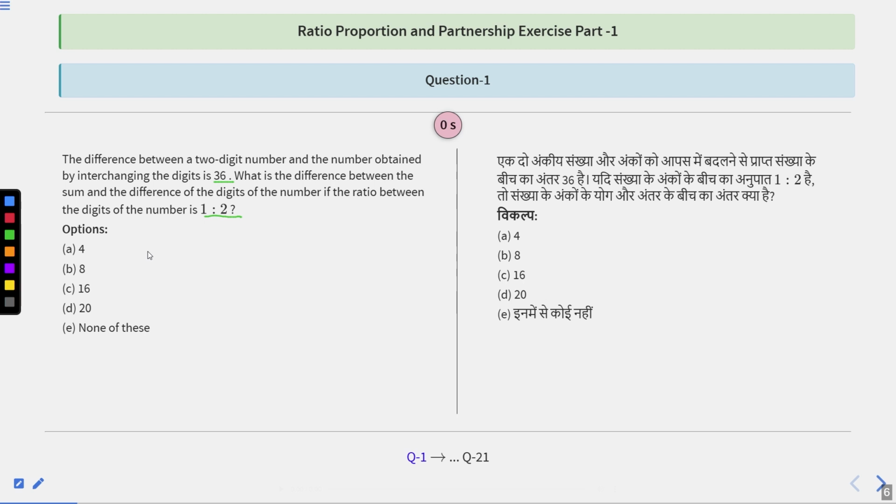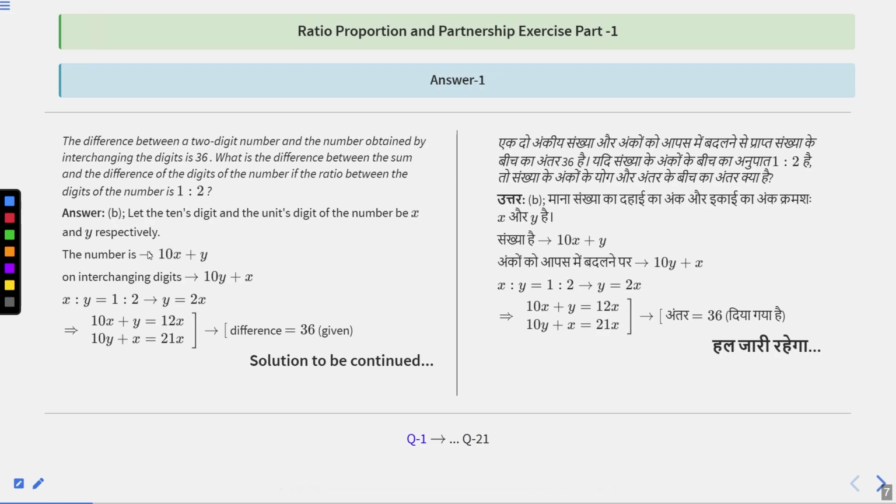Now time's up. Let's see the solution. The question says a two-digit number. How can we write a two-digit number? In the form 10x plus y. So we let the tens place digit be x and the unit place digit be y. So we can write it in the form of 10x plus y. Clear?